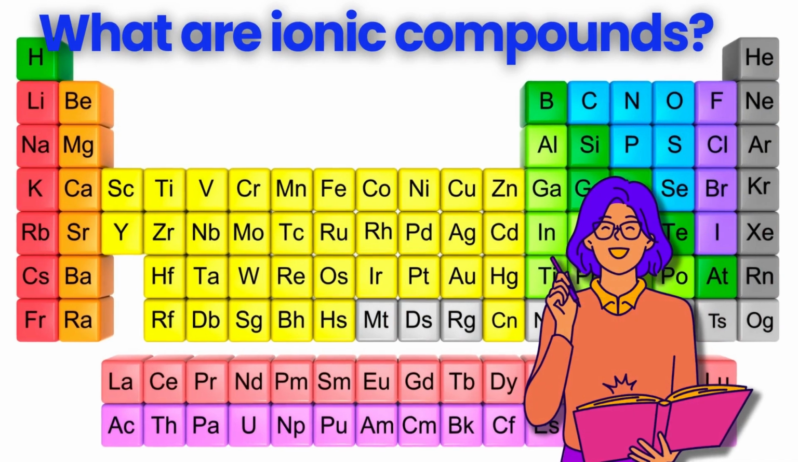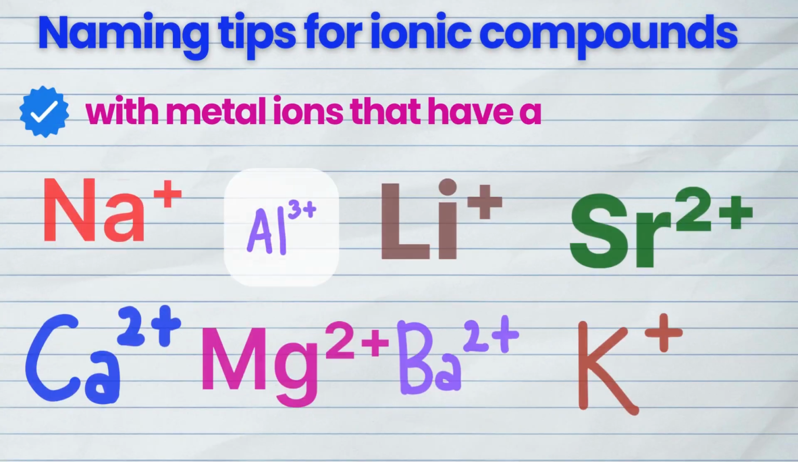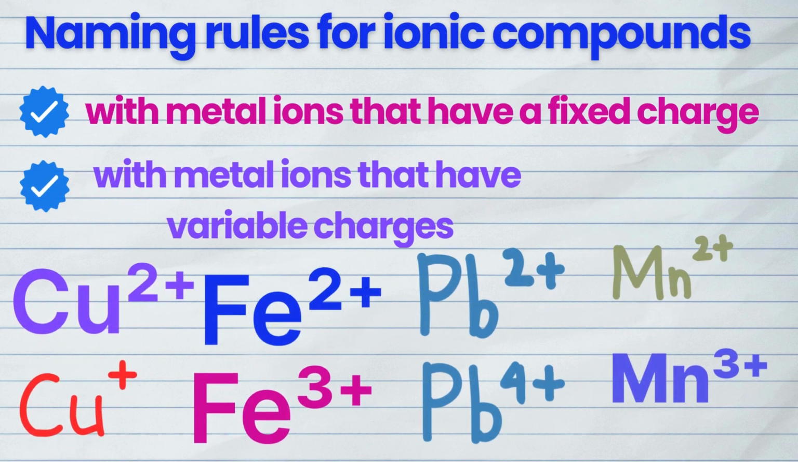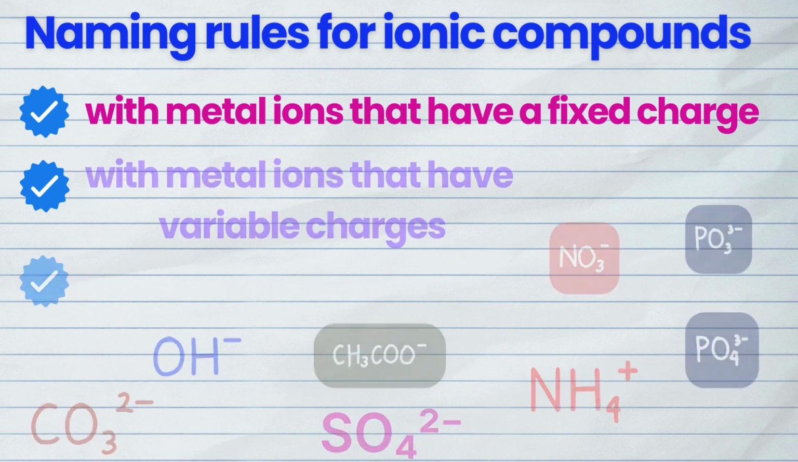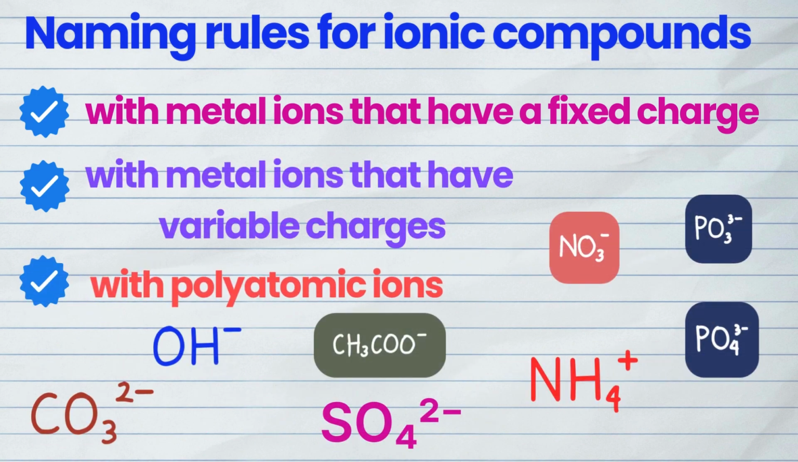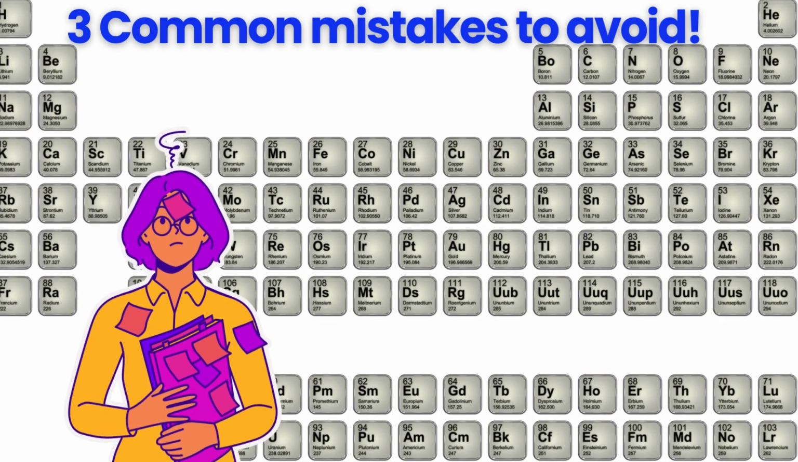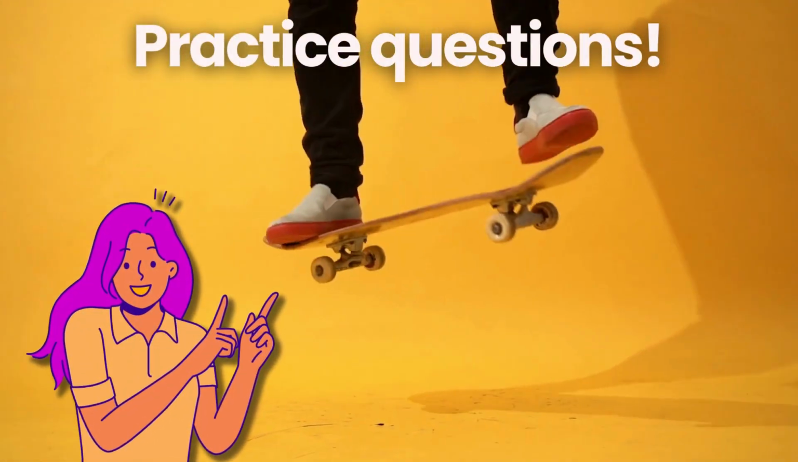Today we will discuss what ionic compounds are, naming tips for ionic compounds with metal ions that have a fixed charge, metal ions that have variable charges, ionic compounds with polyatomic ions, 3 common mistakes to avoid, and practice questions.